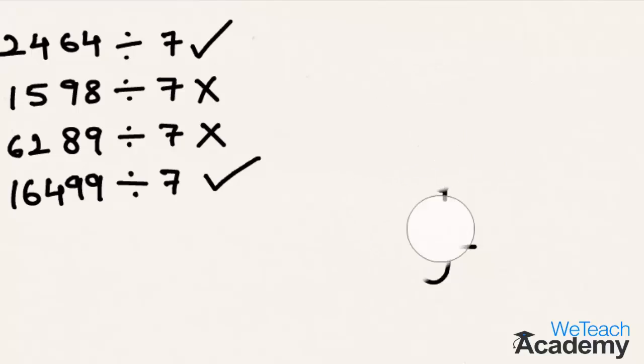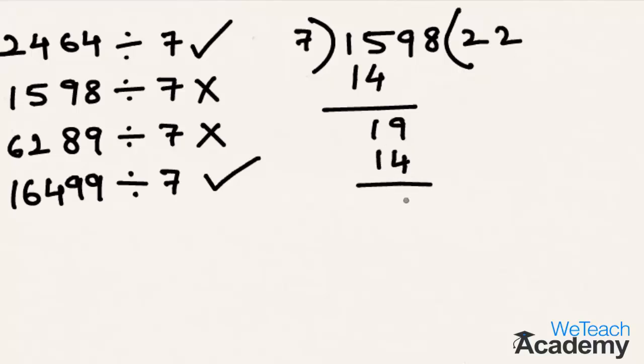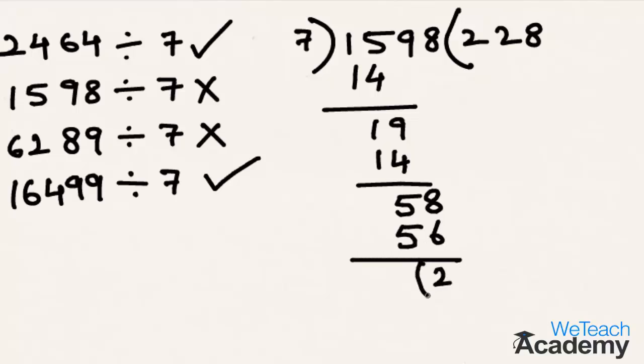Coming to the second example, that is 1598 divided by 7. 7 2 times is 14. We get the difference over here 1. And bringing the next digit 9, it is 19, and 7 2 times is 14. And the difference over here is 5. Bringing the next digit 8, we get 58, and 7 8 times is 56. The difference over here is 2, so the number is not exactly divisible by 7, as we get remainder 2.